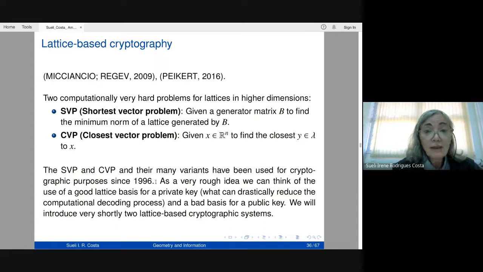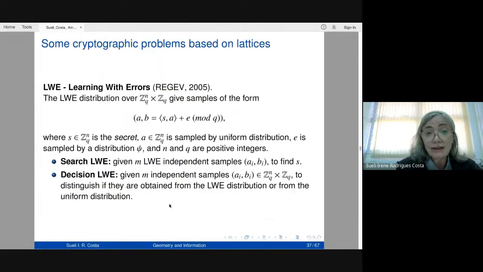A very rough idea of this is that if you think about a private key, we can construct a lattice, as mentioned, an algebraic lattice or some lattice with special properties, and then I can decode properly. Let's say we use the closest vector problem, and the public key just presents some bad basis that is very hard to decode. Right, that's the idea.